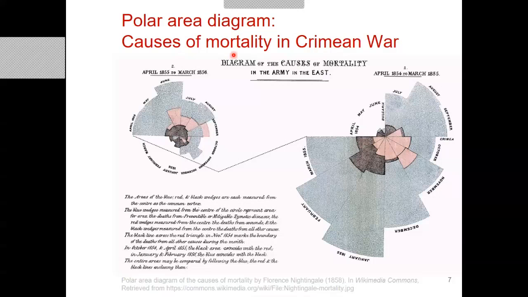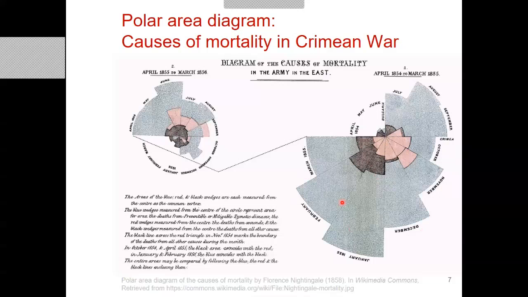Now, the polar area diagram is a kind of a pie chart. It's divided into 12 equal slices for 12 months of a year. And in her displays, she used red color to show deaths from wounds in battle. Black color shows the deaths from accidents and other causes. And blue, the most pervasive color here, is a color for preventable disease.